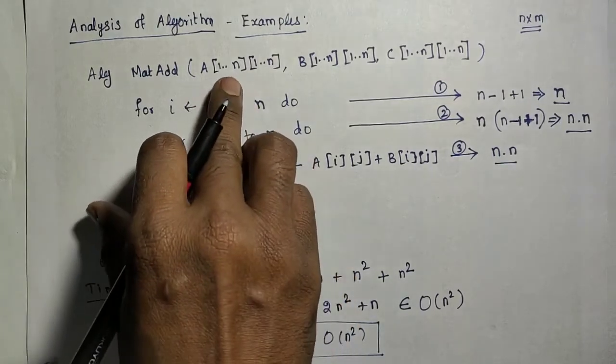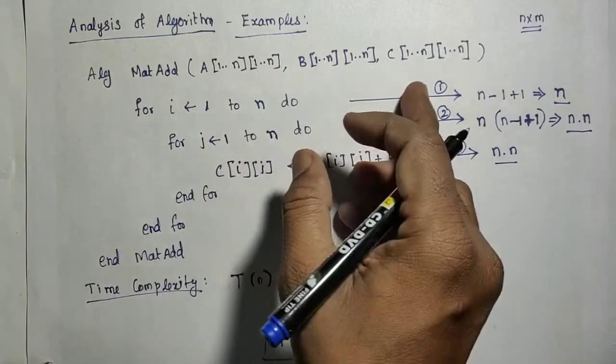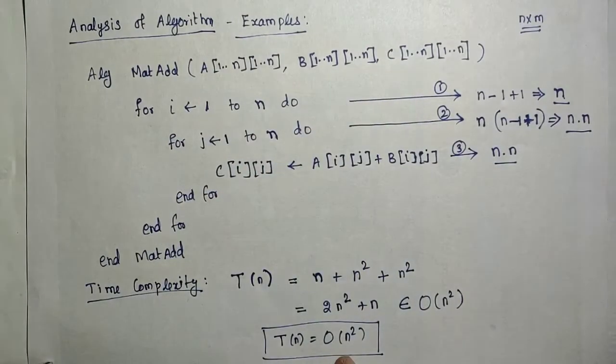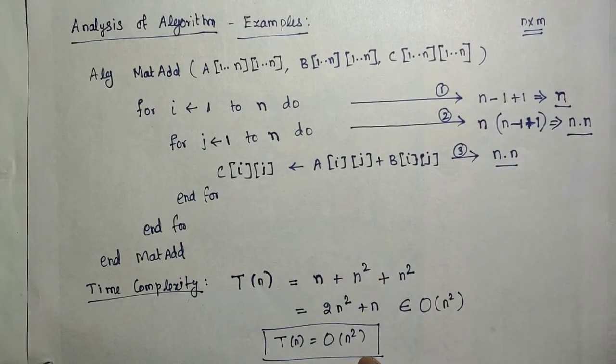Here we have taken only the square matrices. So we are expressing the complexity in terms of only that size. Row and column is the same, that is n. So we are representing this.